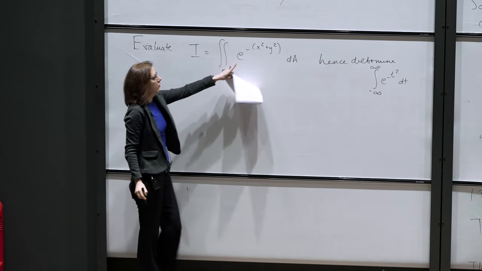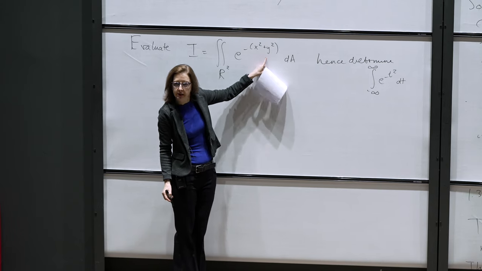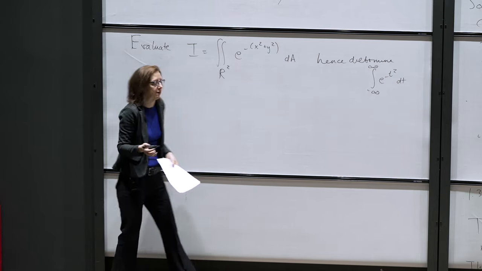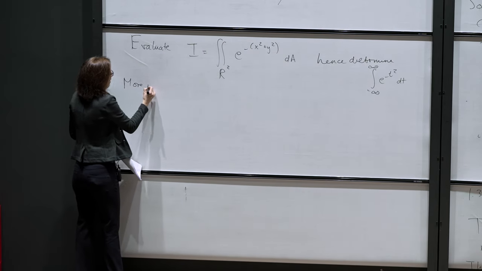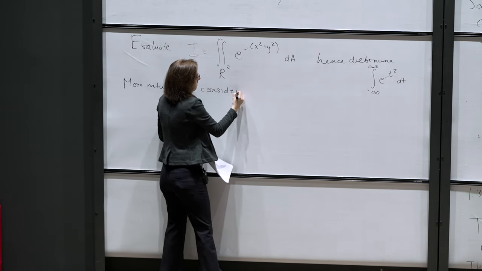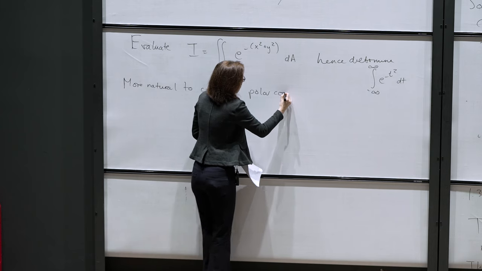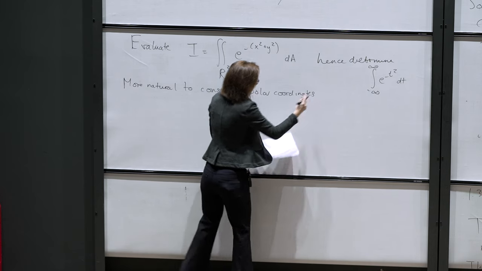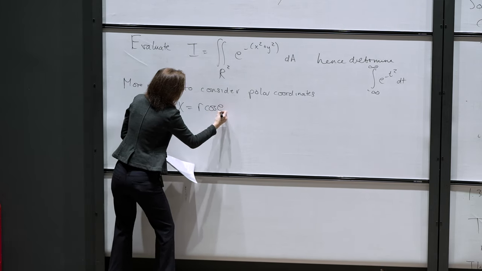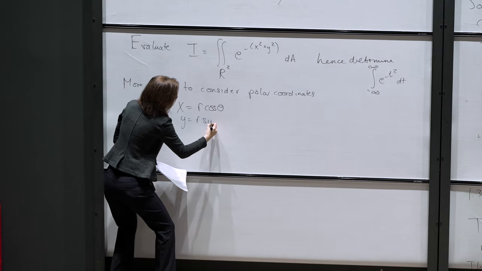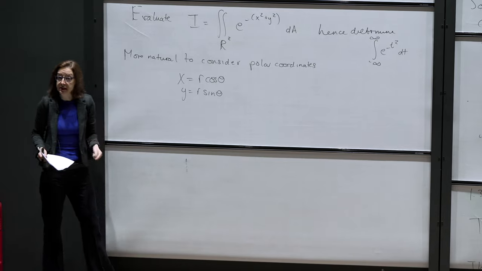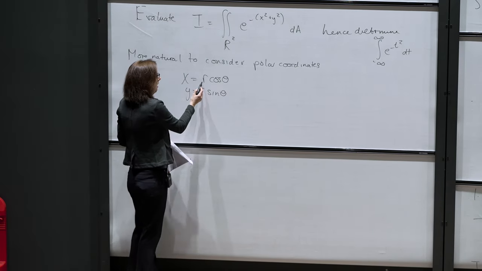So because we've got this x squared plus y squared, as soon as you see x squared plus y squared, you should immediately be thinking, ah, that's r squared if I'm thinking of polar coordinates. And in fact, it's more natural to consider polar coordinates. And so we define, here's our mapping, x equals r cos theta and y equals r sine theta. So we're taking x, y to u, v, and in this example, those coordinates are r and theta.